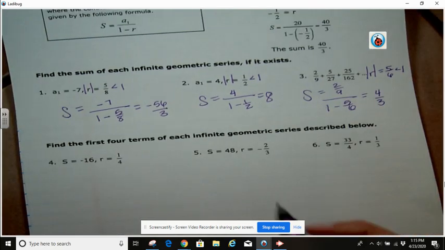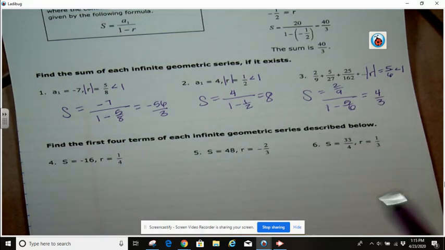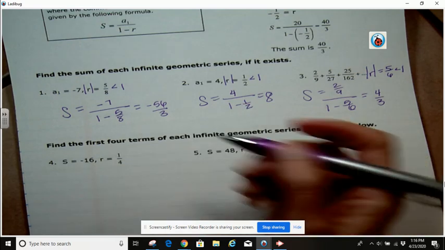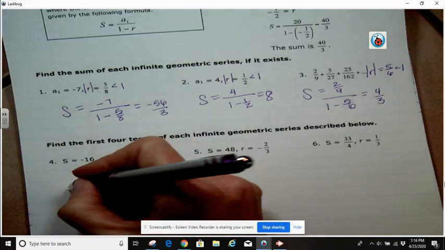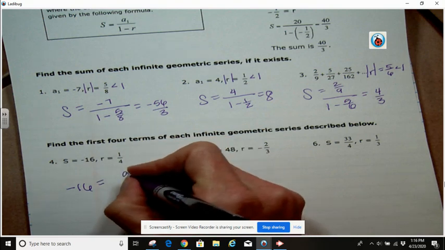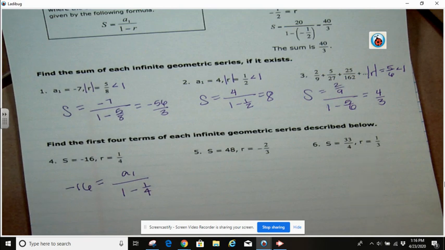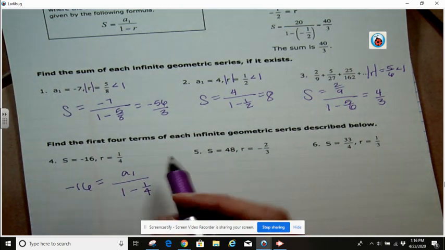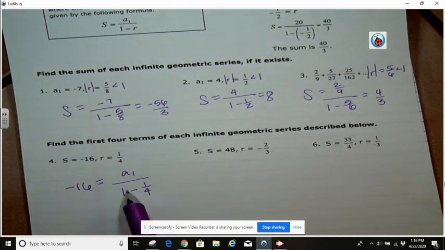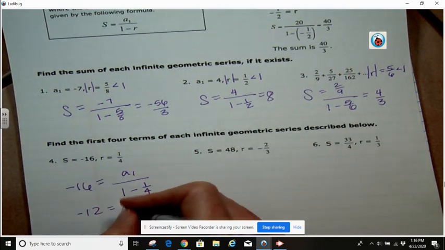Last set of examples. Find the first 4 terms of each infinite geometric series. So we have the sum already. We need to know the first term, but we know the sum and r. So we can use the formula to go back to find out what a sub 1 is. So this is 3/4. Multiply both sides by 3/4, and a sub 1 equals 12.